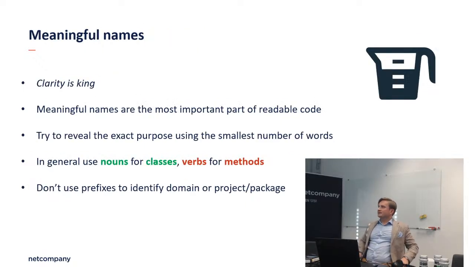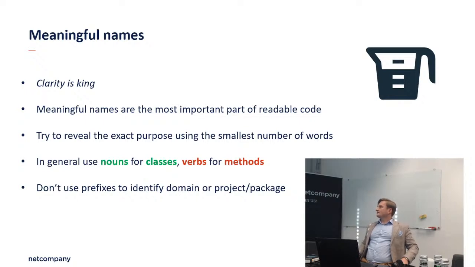So, meaningful names. First of all, clarity is king. A good name has one clearly identifiable meaning. And this is the most important part of readable code, and probably the most difficult. And you just have to practice it. A good thing to do is actually tell people that you're trying to make your names more meaningful and announce it on the code review. Hopefully you do have code review. If you're from Netcompany, of course you do. But if you're listening in, code review is a good thing.